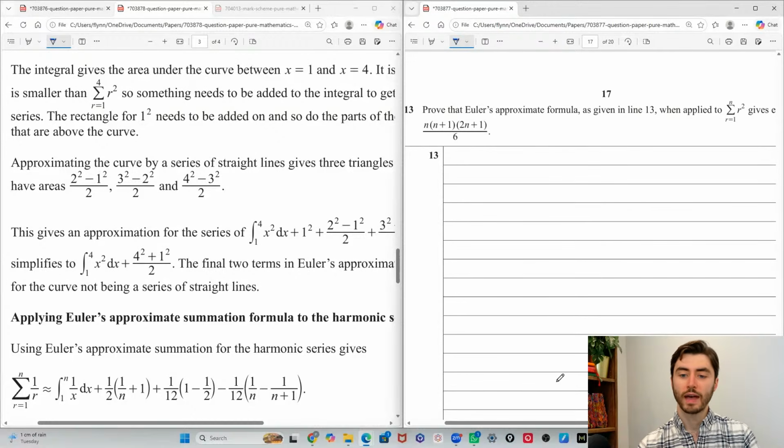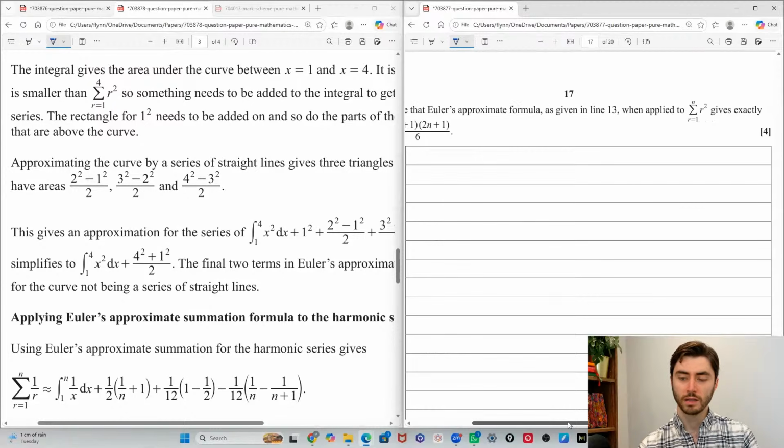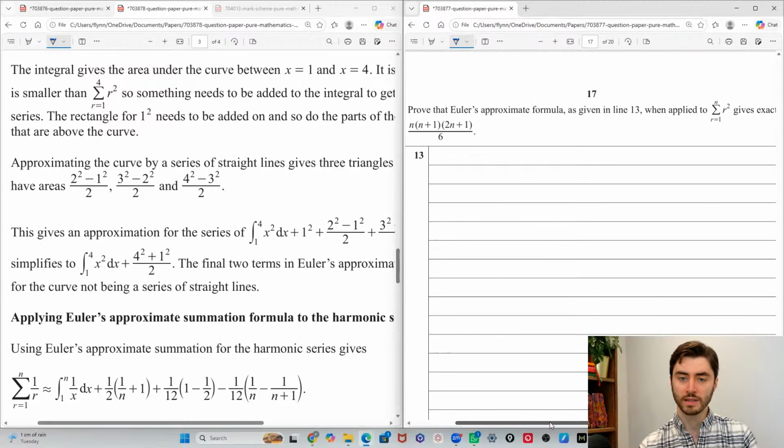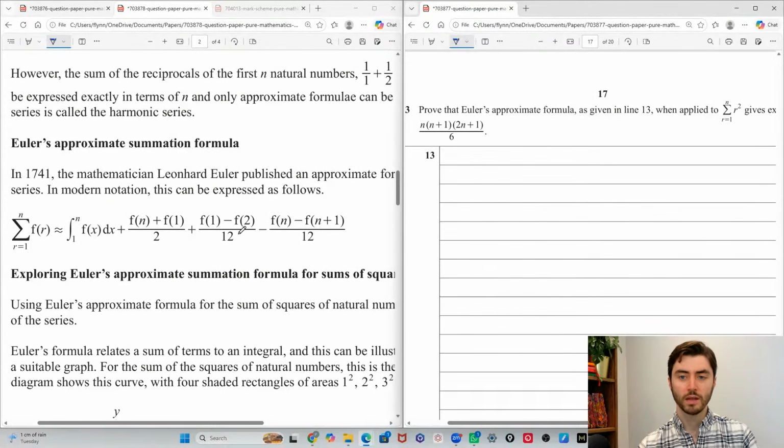Prove that Euler's approximate formula, when applied to the squares, gives exactly this thing, as given in line 13. So prove that this one, when applied to, so I'll say f of x is equal to x squared, and let's apply that now.